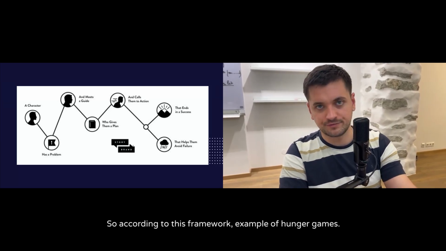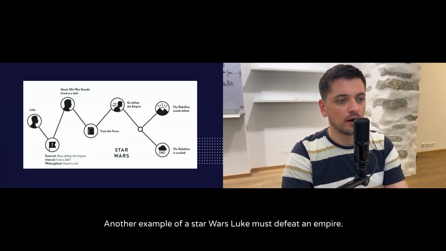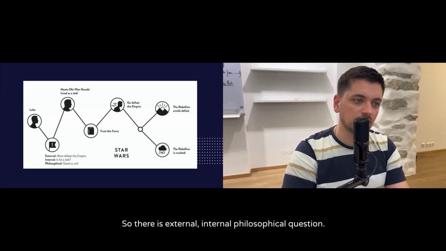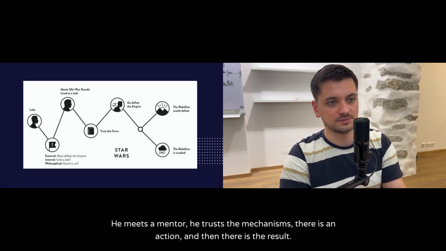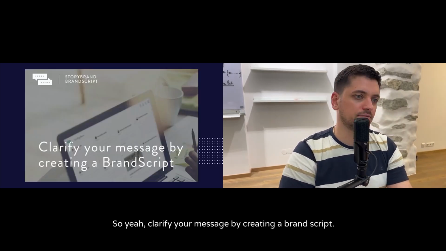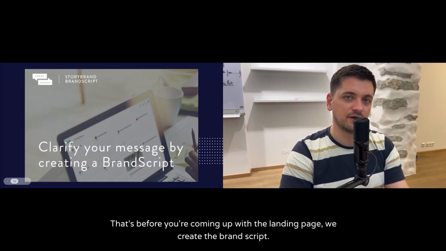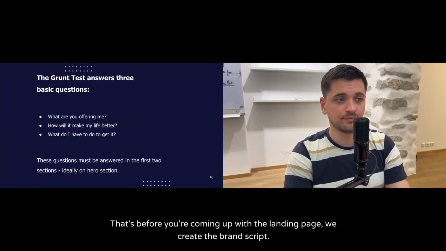So according to this framework, for example, the Hunger Games, another example, Star Wars: Luke must defeat an empire. Is he a Jedi? So there's an external, internal, philosophical question. He meets a mentor. He trusts the mechanisms. There is an action, and then there is a result. So yeah, clarify your message by creating a brand script. That's before you come up with the landing page, we create the brand script.